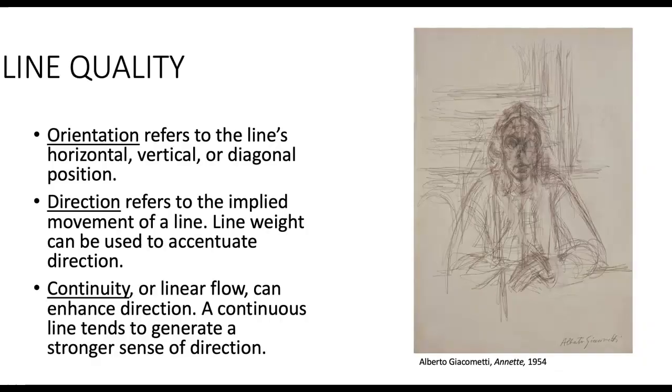Line quality. So you'll see in this Giacometti piece on the side, I want you to think about the directions that the lines go, the continuity or the flow of the lines. Of course, the orientation, whether it's horizontal, going side to side, vertical, going up and down, or diagonal, going across, kind of in, you could say, a disco formation. And of course, this will lead to the direction or the movement of this line. Line weight can also make these more focused on where we're supposed to look. Line weight is when you have a thick or a thin line, literally the weight of the line.